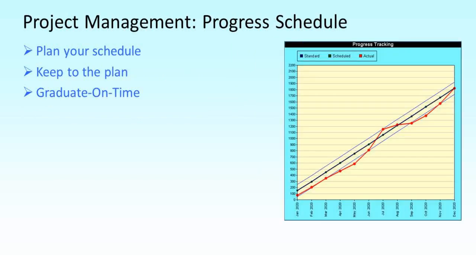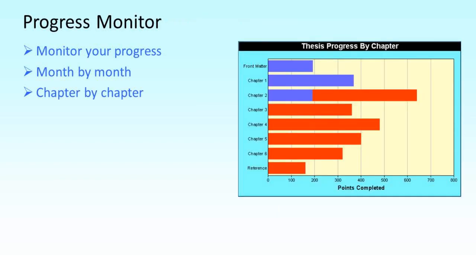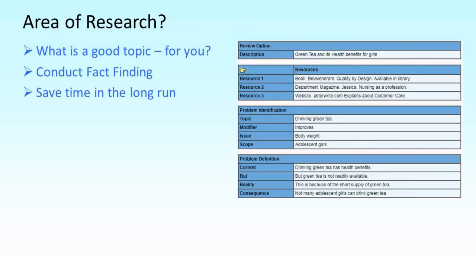AsterWrite uses a project management approach for your progress schedule. You can plan your schedule, keep to time, and graduate on time. See how the Progress Monitor displays your progress month by month, chapter by chapter. For new students, AsterWrite helps you to identify your area of research.